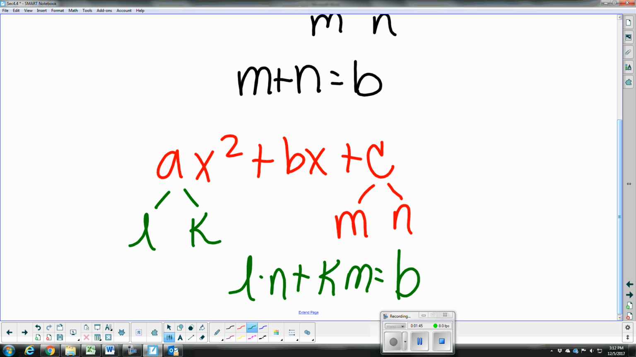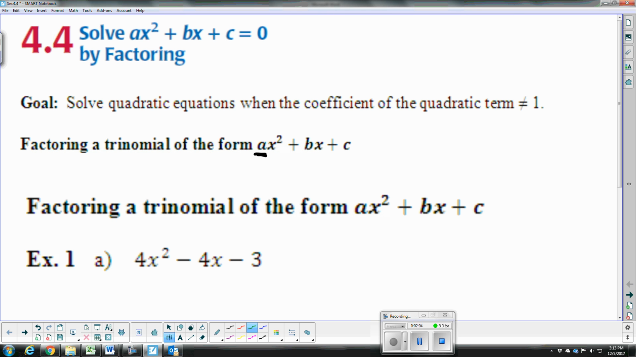equals our b term. So I'm going to show you a few strategies on how to make sure that you keep that organized, but find an organization strategy that works for you and stick with it, be consistent with it so that you can maintain that organization, because that's really key for this lesson and going forward.